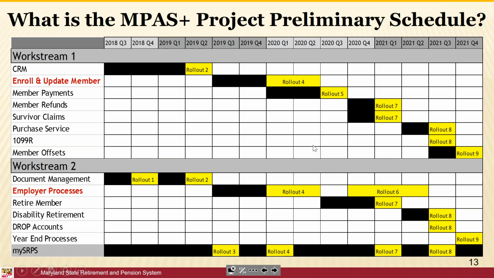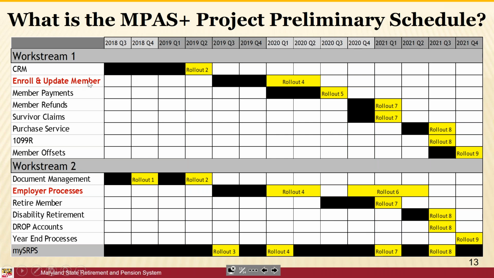And then along the way, as we have changes that may affect what somebody can do online, for example, I will look at the retire member. So when we roll that out for retire member, there'll be where they can actually retire online as well. So these will get rolled out simultaneously.